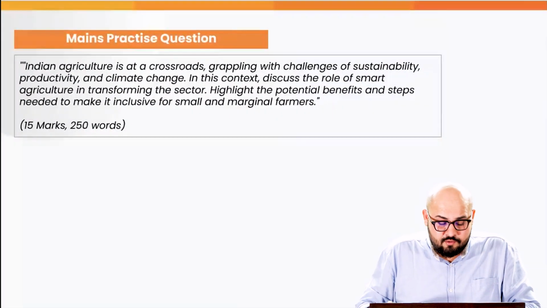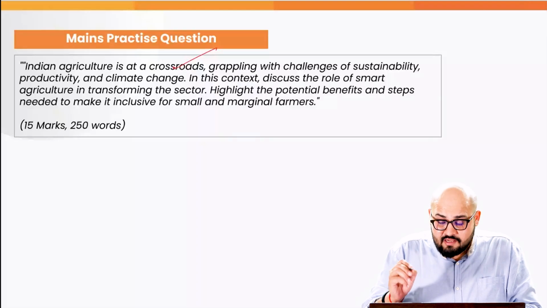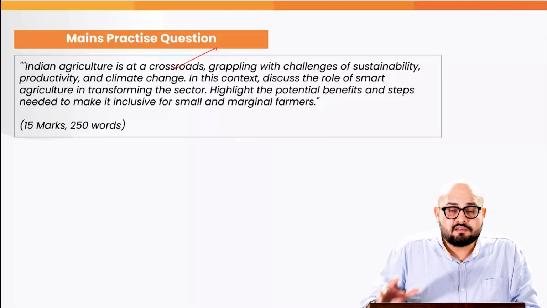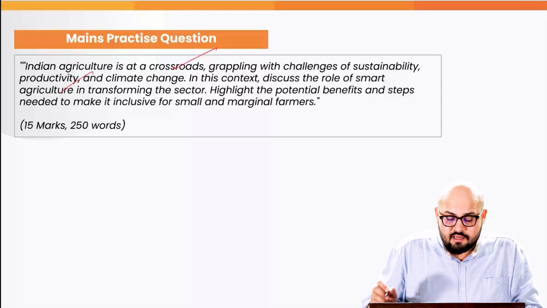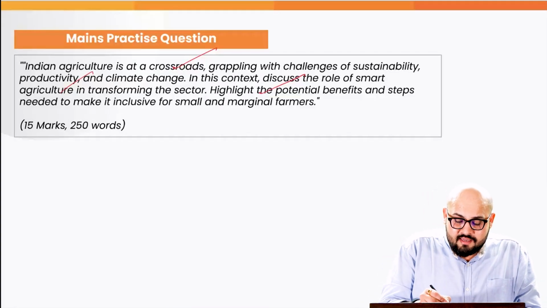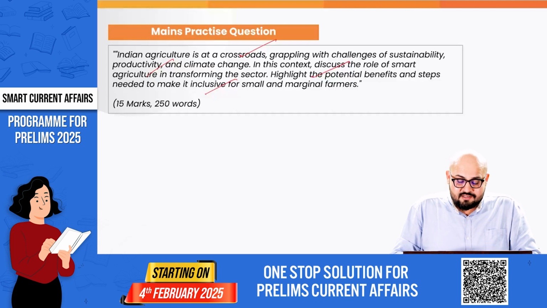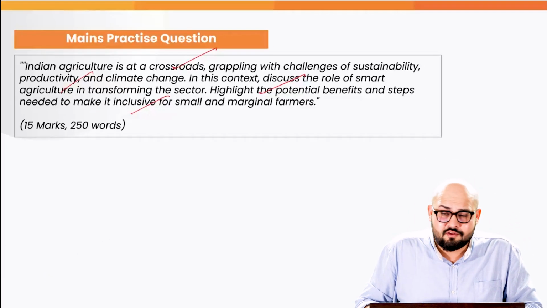Let's have a mains practice question. The question says, Indian agriculture is at crossroads, grappling with challenges of sustainability, productivity, and climate change. In this context, discuss the role of smart agriculture in transforming the sector, highlight the potential benefits and steps needed to make it inclusive for small and marginal farmers. 15 marks, 250 words. Do write a particular answer on this question.